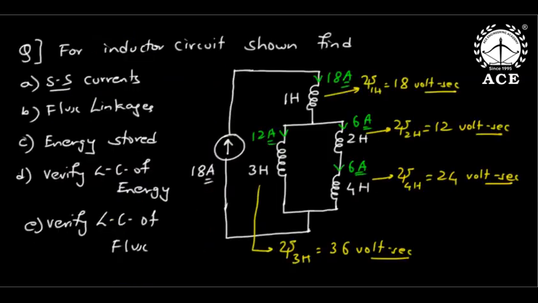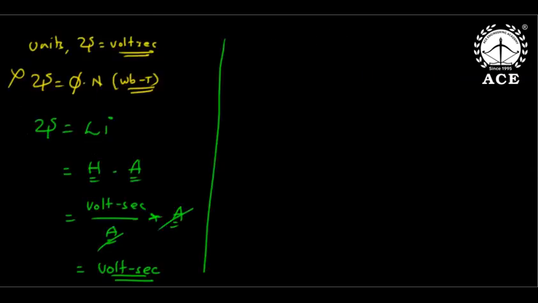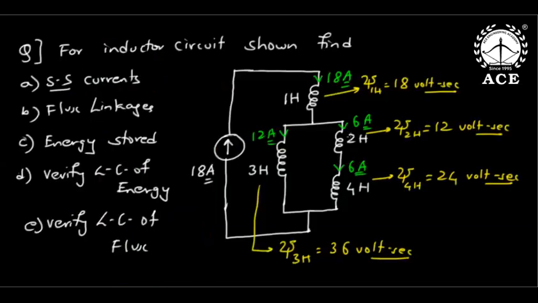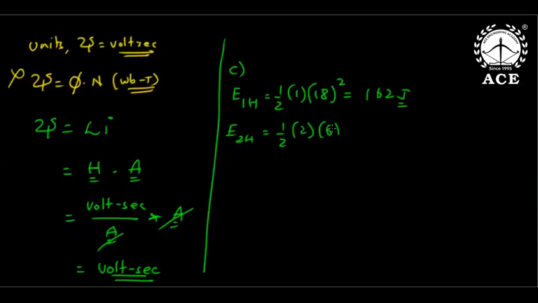Then energy stored. Now this is direct, everybody. Energy stored in 1 Henry is half L I square, 18 square, that is 162 joules. Energy stored in 2 Henry is half L I square, with I as 6, 6 square, that is 36 joules.